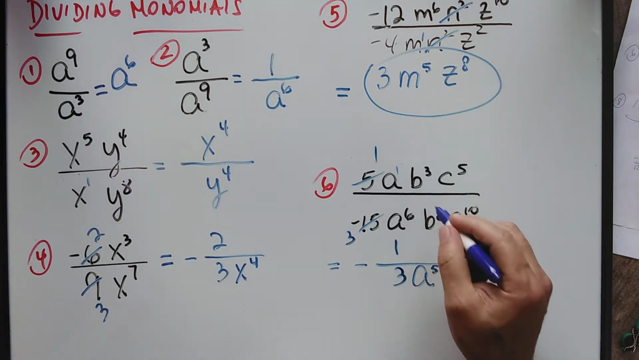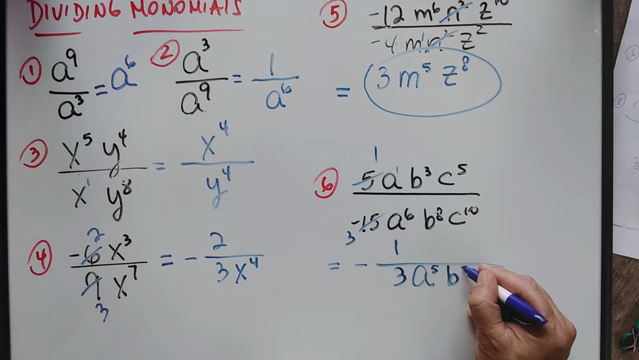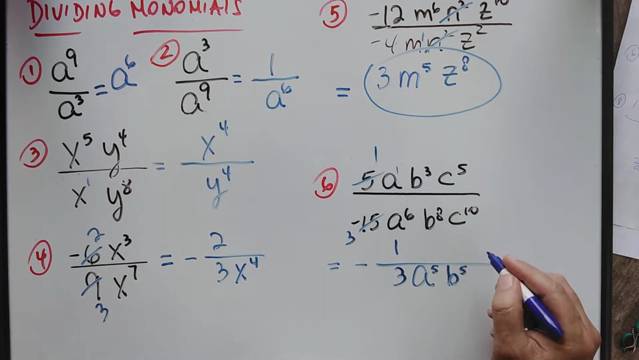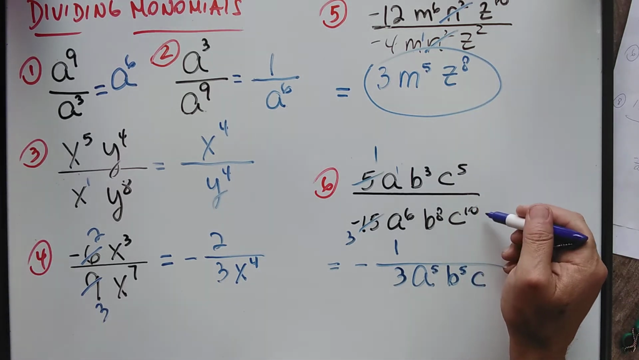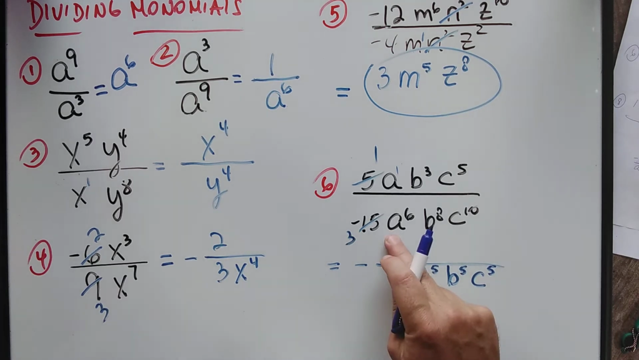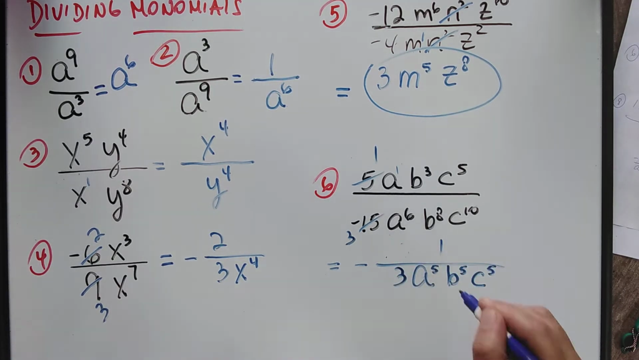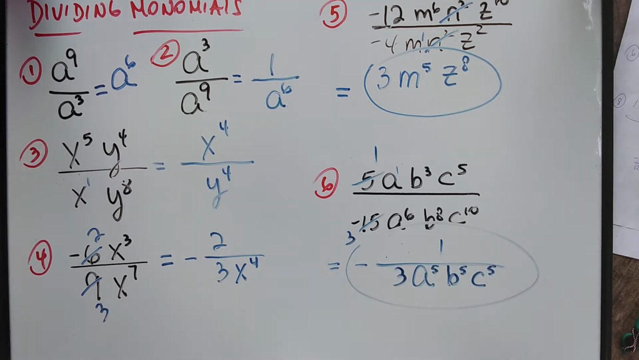What about b? Highest one is on the bottom as well. Subtract 8 take away 3 is 5. And c, highest one is also on the bottom, so I got to write it down on the bottom, and then subtract from here. 10 take away 5 is 5. That's it. Just to make it look better, just put the 1 in the middle, because that's the only thing that I got left on top. So that's my answer right there.